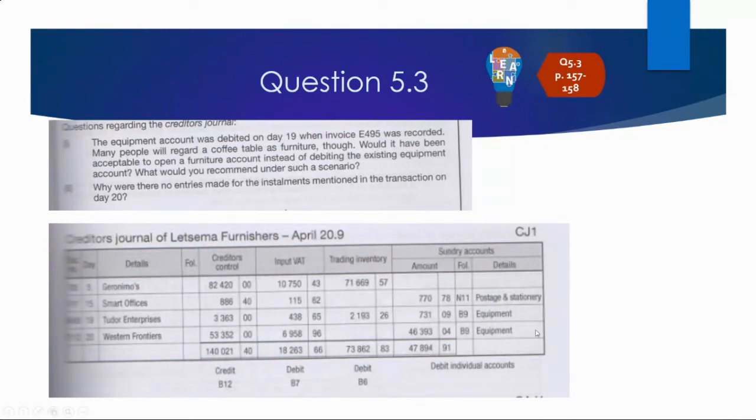And so we've taken it here to equipment. Now the question is, if the company created a furniture account, do you think that would be acceptable for the coffee table, or do you think they should have taken it to the equipment account? And why do you think so? Or why do you think they could have changed it? And how would you recommend a company address this in the future?